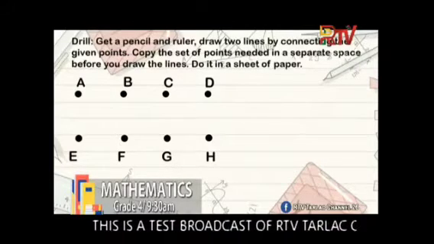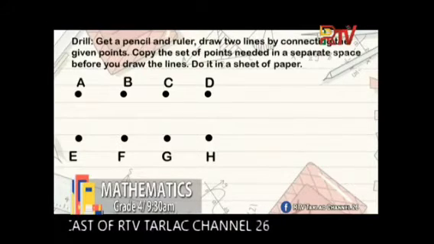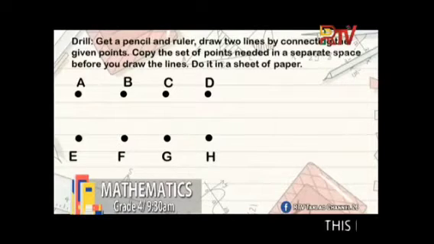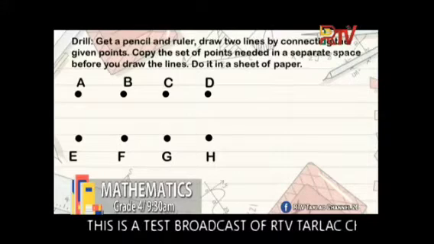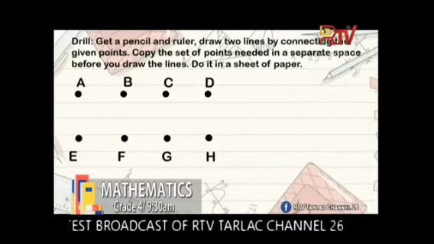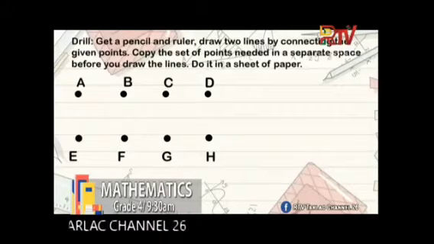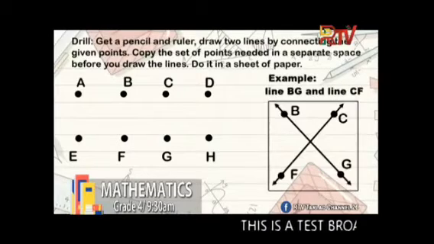Okay. Now let's have a drill. Get a pencil and ruler. Draw two lines by connecting the given points A, B, C, D, E, F, G, and H. Copy the set of points needed in a separate space before you draw the lines. Do it in a sheet of paper. I made one example. I connected line BG and line CF. And it goes like this.